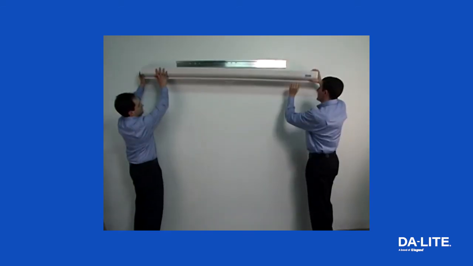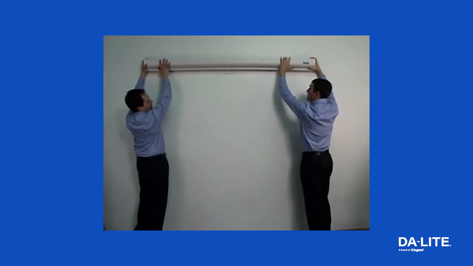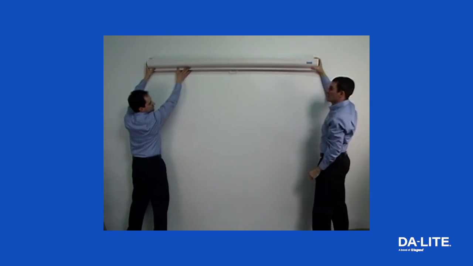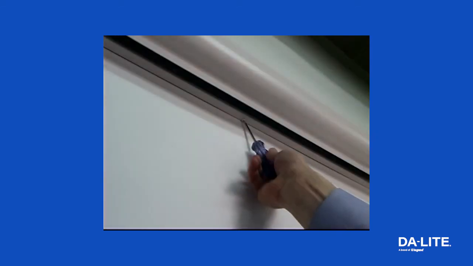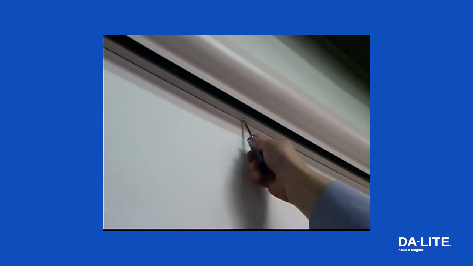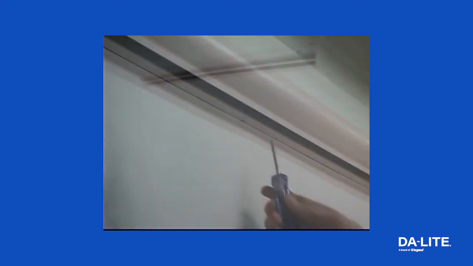Mount the Designer Contour Manual on the wall bracket using the case hook channel on the back of the housing. Adjust the screen left or right for centering and tighten the stop screws against the wall bracket. The Designer Contour Manual is now ready for operation.